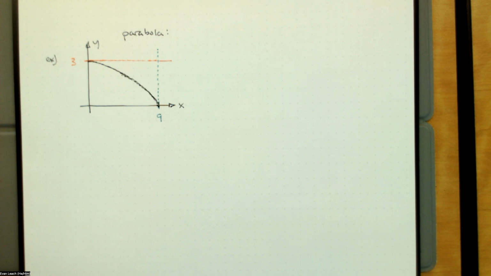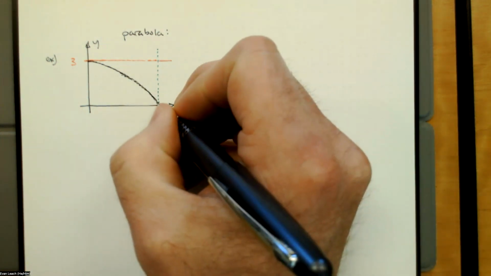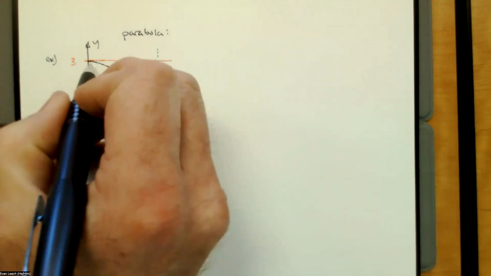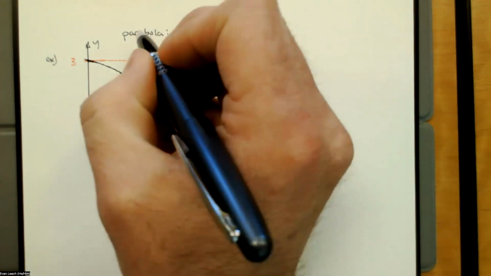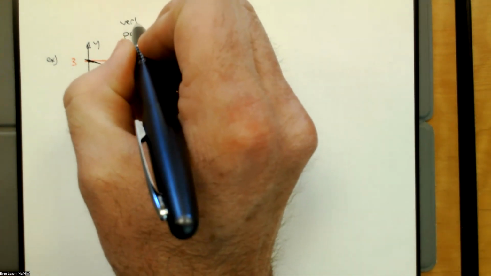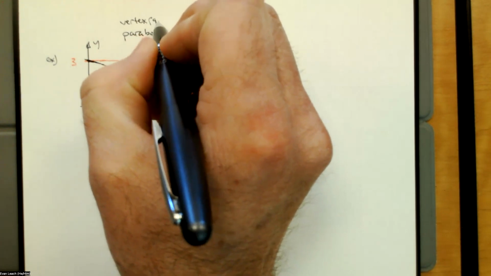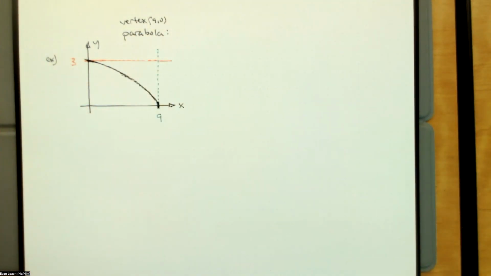This is a sideways parabola. I got my vertex at 9, 0. And it looks like an opening sideways parabola. So instead of y equals x squared, we're thinking x equals y squared.